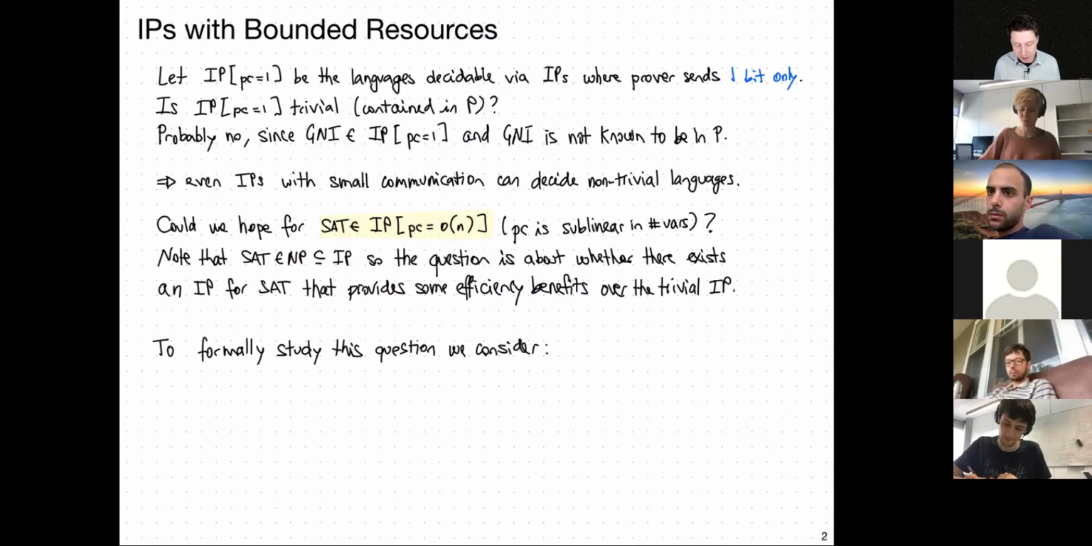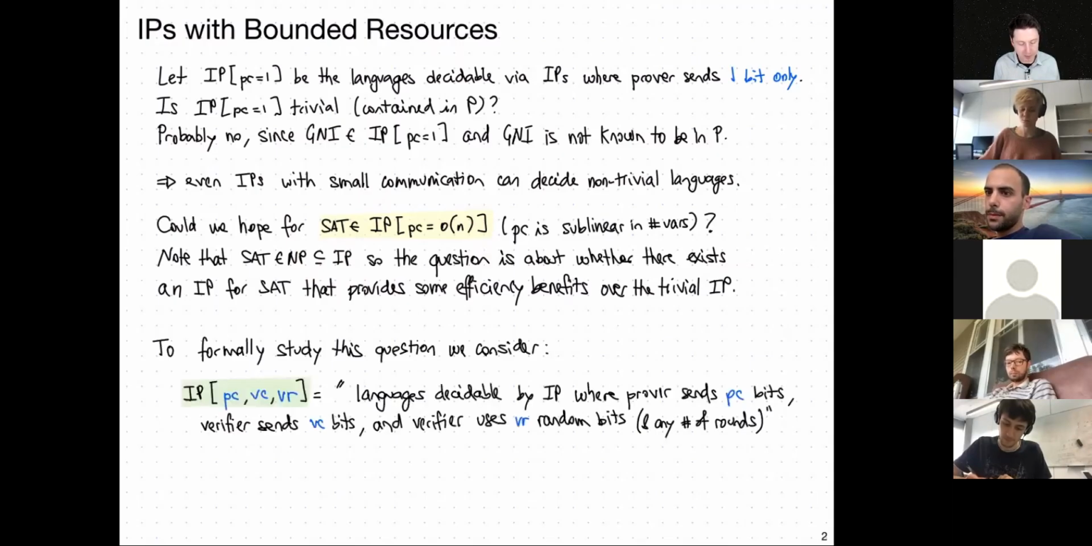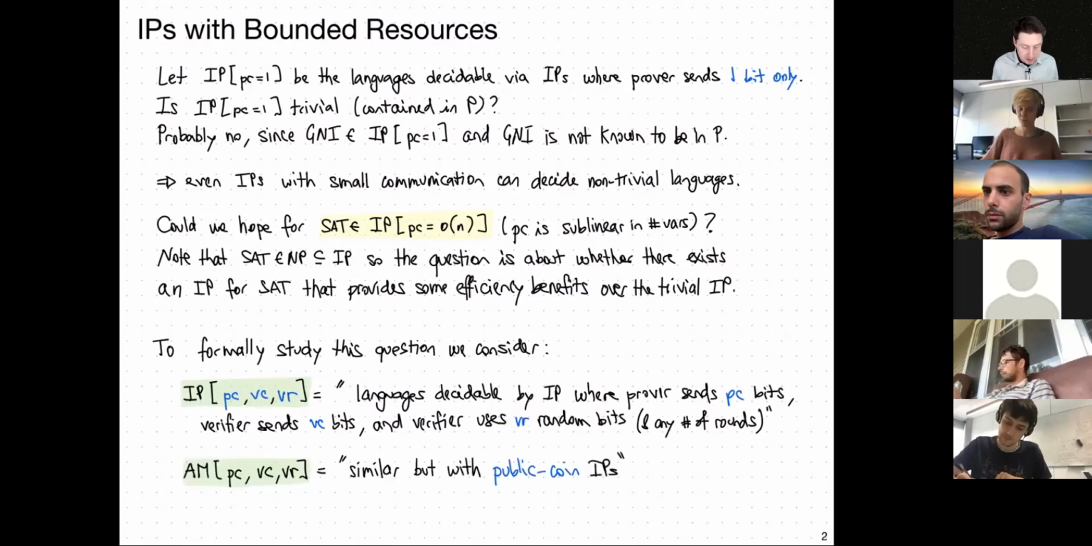So to formally study this question, we're going to consider parametrized complexity classes of interactive proofs, where the prover sends PC bits of communication, the verifier sends VC bits back, so this is the sum of all the sizes of the verifier messages, and the verifier uses VR bits of randomness, the verifier randomness. And similarly, we can consider AM to be the same thing, but we restrict the interactive proof to be public coin.